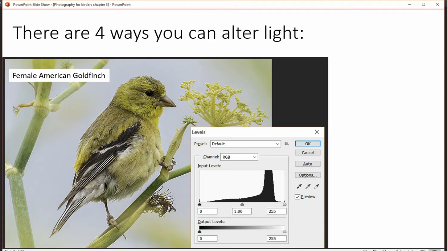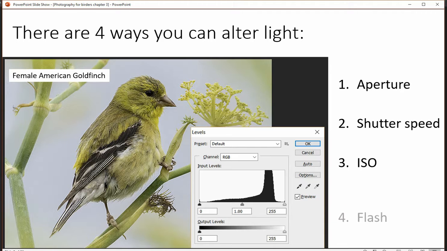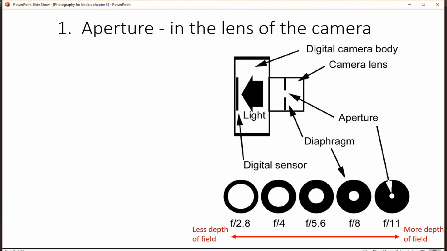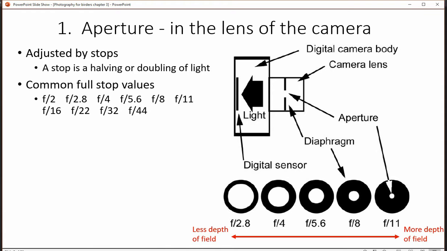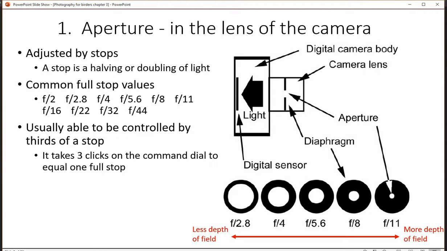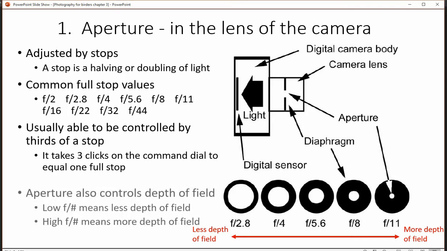There are 4 ways you can alter light. You can change the aperture, the shutter speed, the ISO, or you can add flash. The aperture is built into the lens of the camera. It is controlled using either the aperture ring on the lens itself or through the command dial on the camera. It's controlled by stops. Each click is usually a third of a stop.